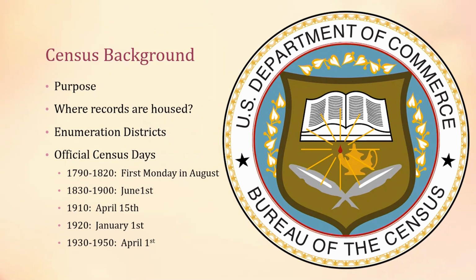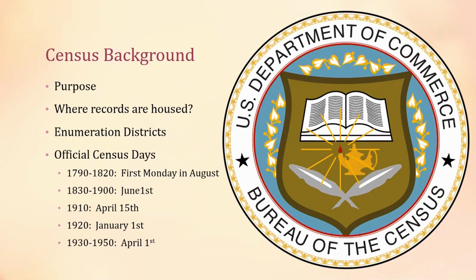It's taken every 10 years, beginning in 1790, and for privacy reasons, it's closed to the public for 72 years after it's taken. Where are the records housed? The National Archives is the official steward of these records. You can find microfilm in various libraries, but you can also find it digitized on a lot of different databases, free and paid. The Census Bureau is under the Department of Commerce and Labor.